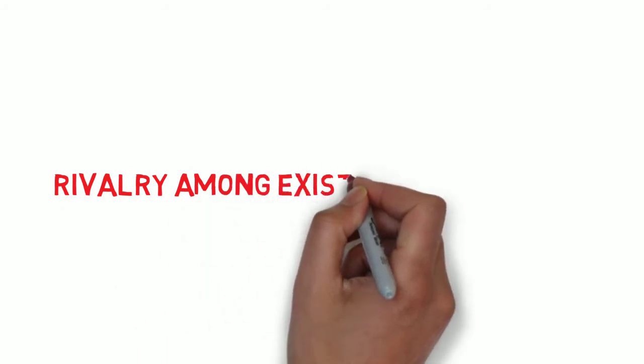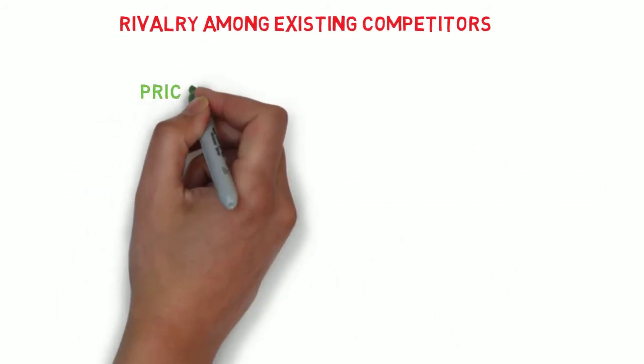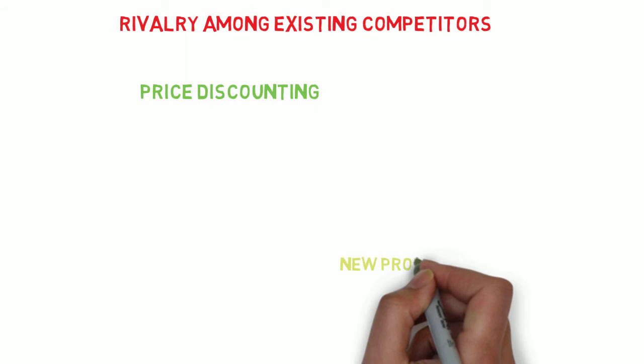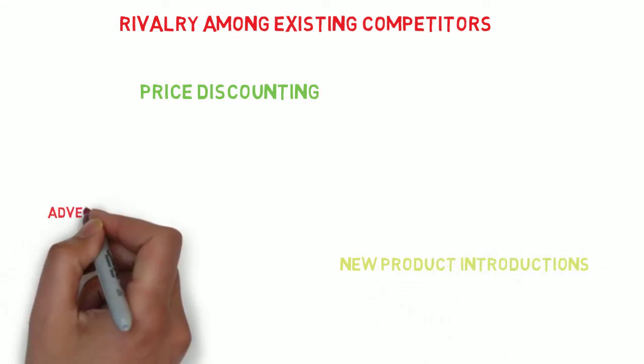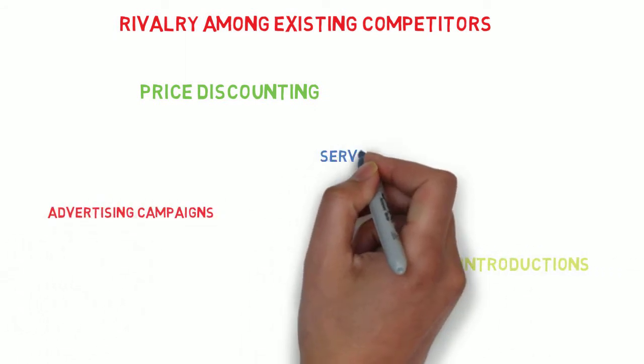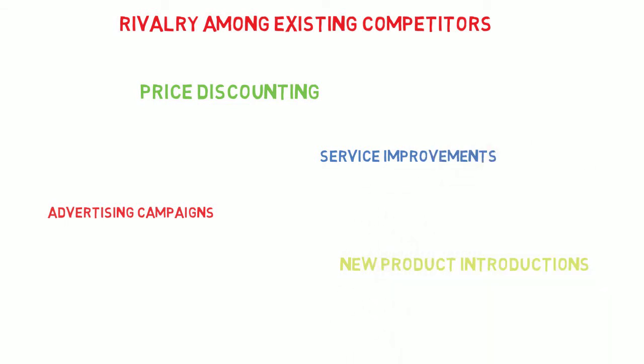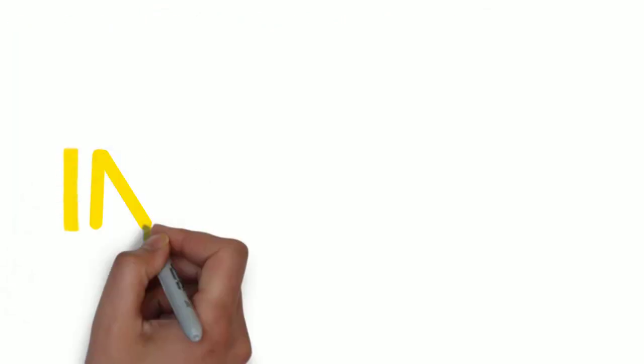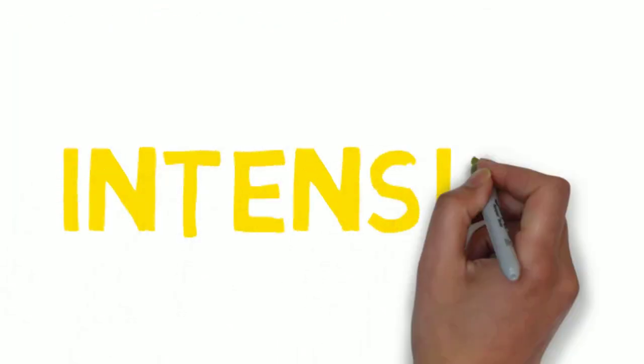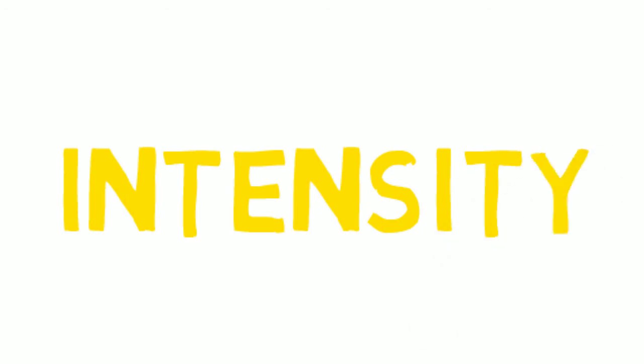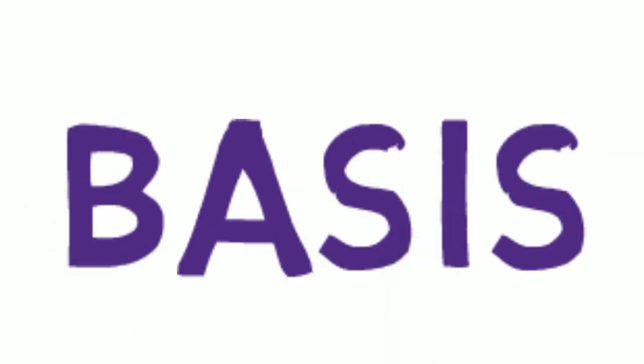Rivalry among existing competitors takes many familiar forms, including price discounting, new product introductions, advertising campaigns, and service improvements. High rivalry limits the profitability of an industry. The degree to which rivalry drives down an industry's profits potentially depends first on the intensity with which companies compete, and second, on the basis on which they compete.